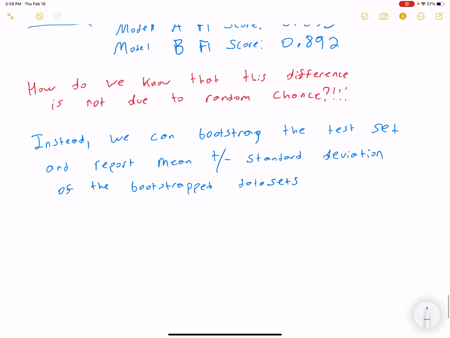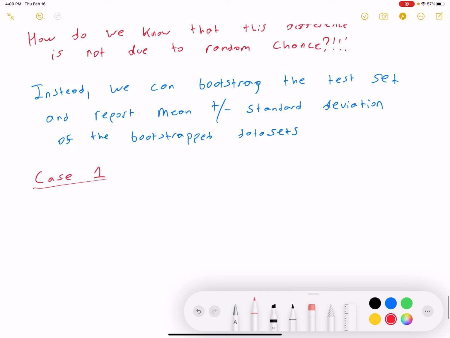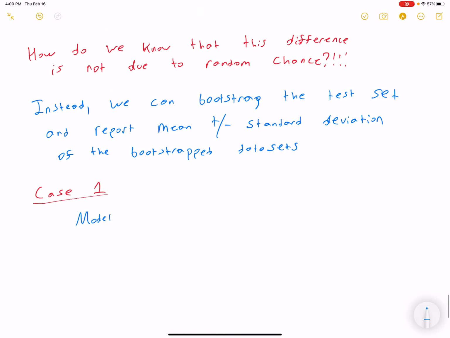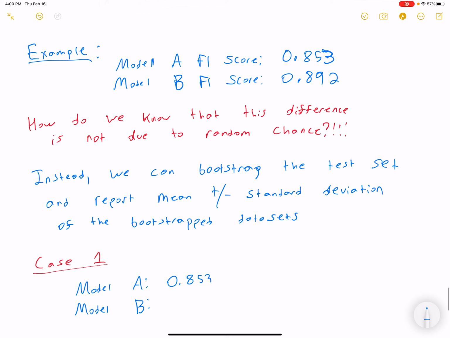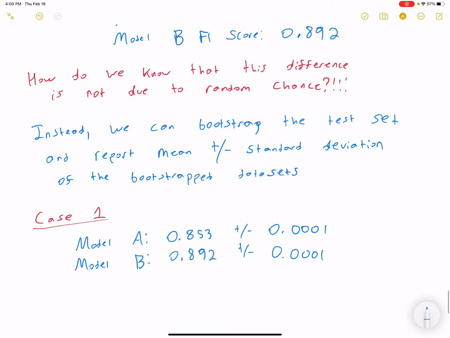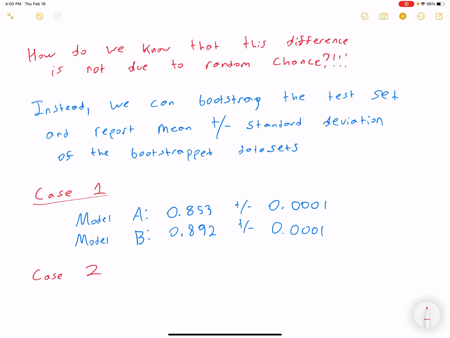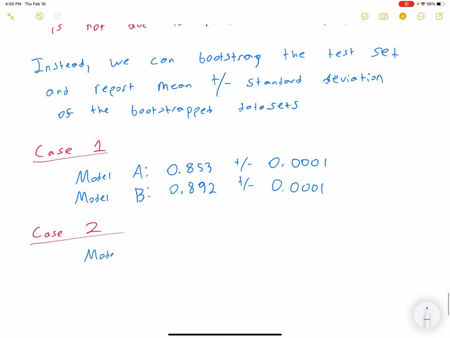So the reason this is important is you might have case one where model A and model B have, let's use the same mean, 0.853, 0.892, plus or minus, so this is the standard deviation, 0.0001 in both cases. Or you can have model A and model B, 0.853, 0.892, plus or minus 0.06 and 0.07.